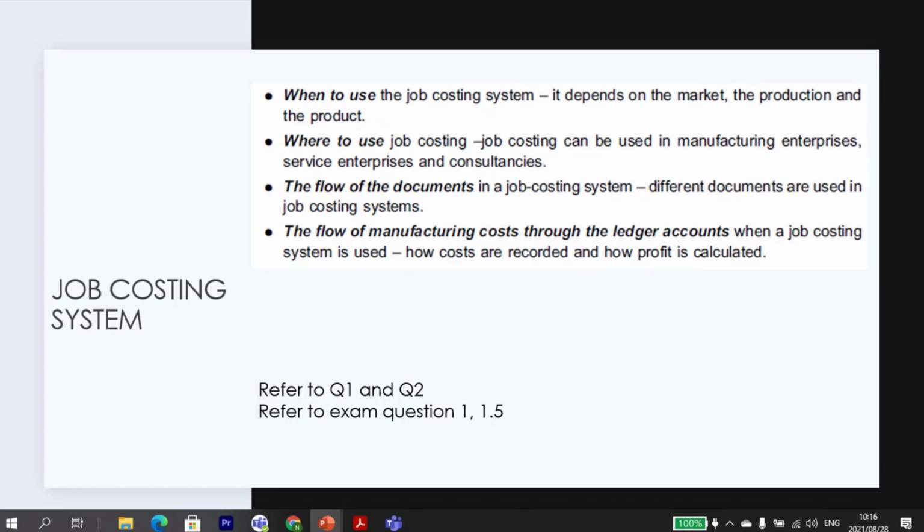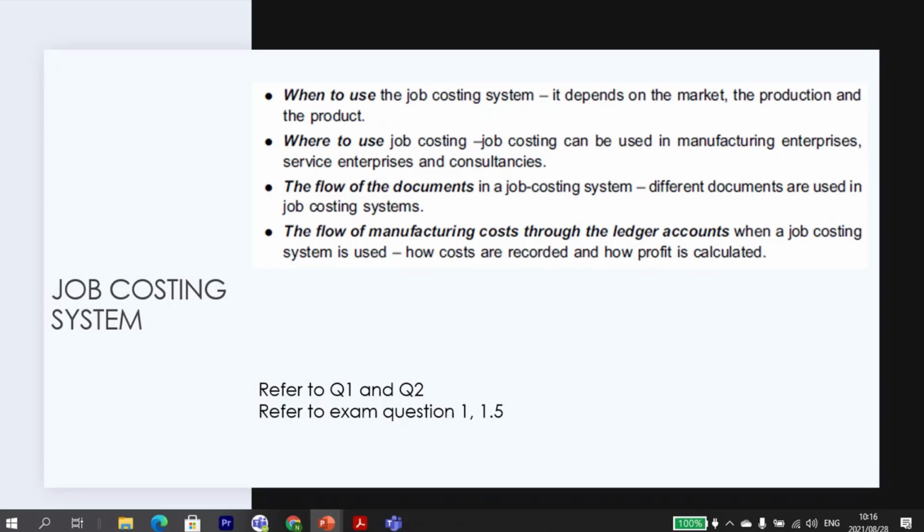So when do you use job costing? It depends on the market, the production, and the product. That's what I covered when we started, that you start to think about the market. Is it a specialized one? Production? Is it also specialized? Product? Is it unique? Then you'll be able to know that this is the time that we are using job costing. Where to use it?